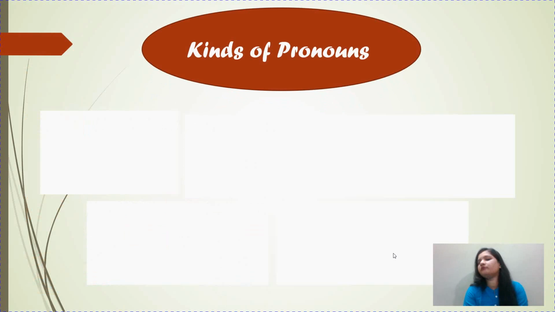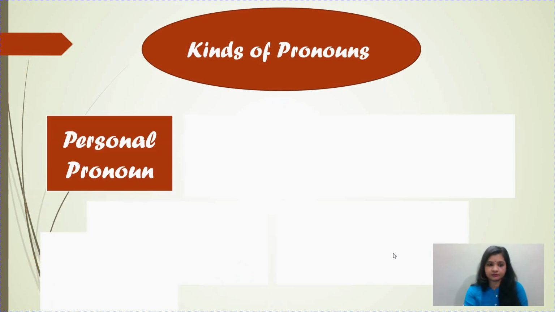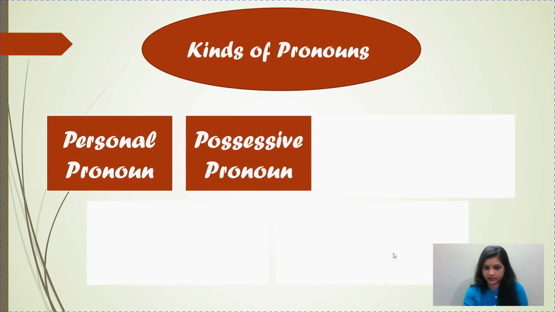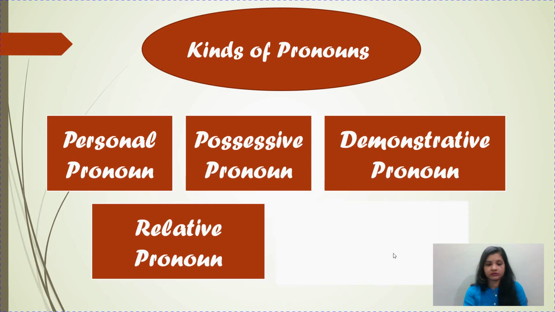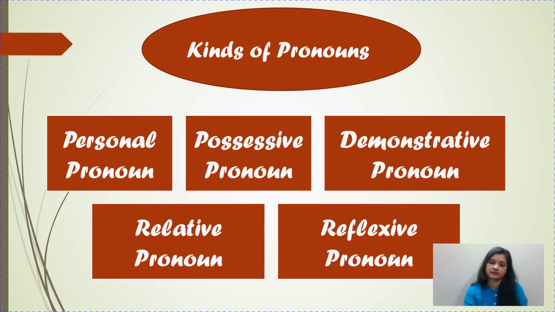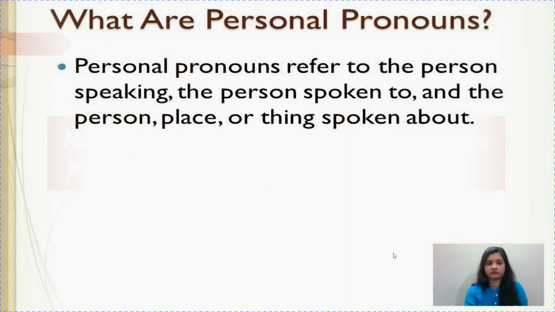Children, here you have learned that a pronoun is used in place of a noun. So there are many different kinds of pronouns also. Let's see. First is personal pronoun. Second is possessive pronoun. Third is demonstrative pronoun. Then relative pronoun, and the last is reflexive pronoun. So we'll read it one by one now.